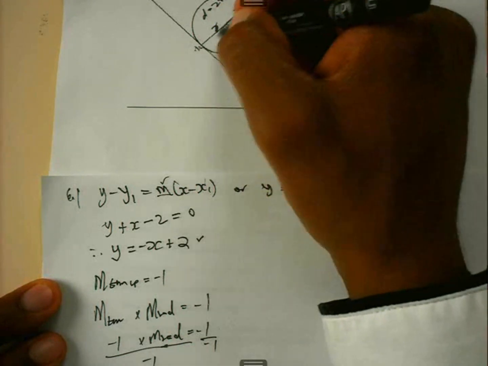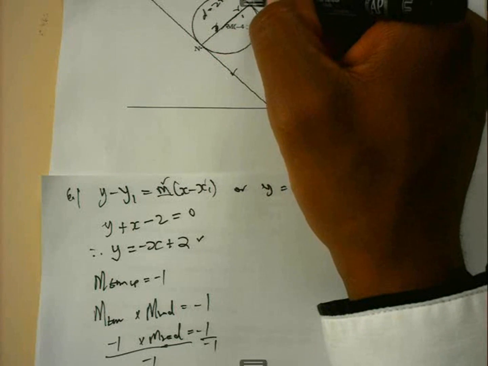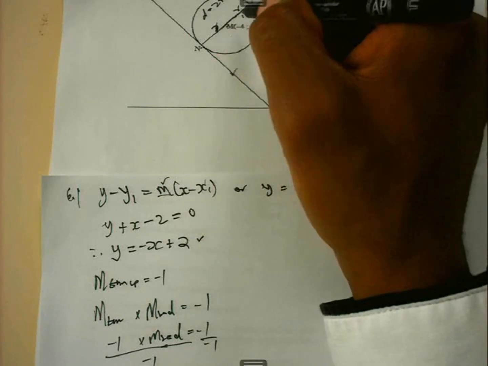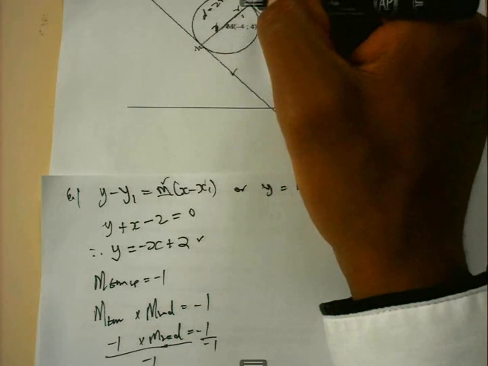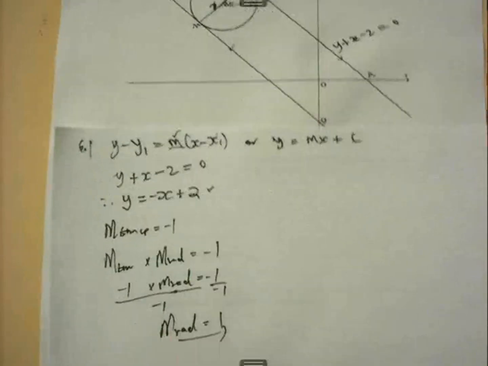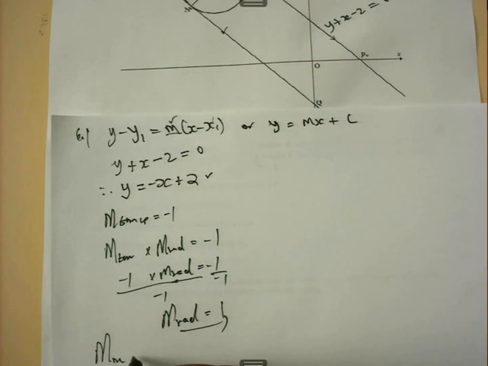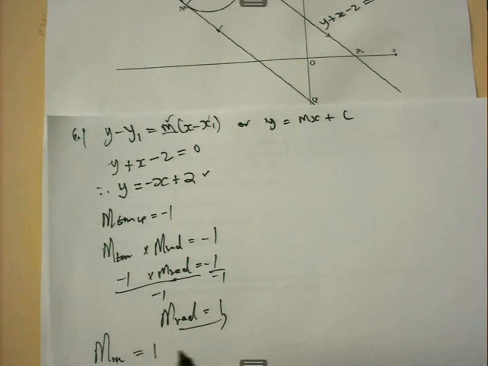Of course, now if this is a diameter, we can say L, M, and N are on the same line. It means these points are collinear. If these points are collinear, then it means the gradient of LM is equal to the gradient of MN, or the gradient of LM is equal to the gradient of LN. Therefore, the gradient of NL is equals to +1.